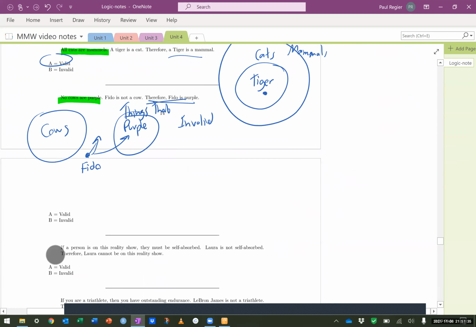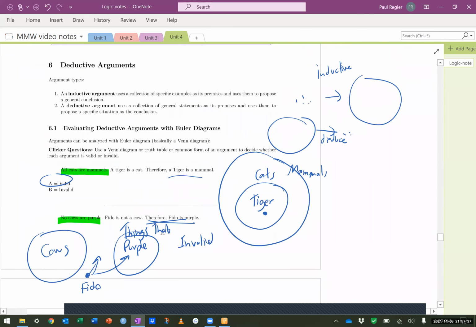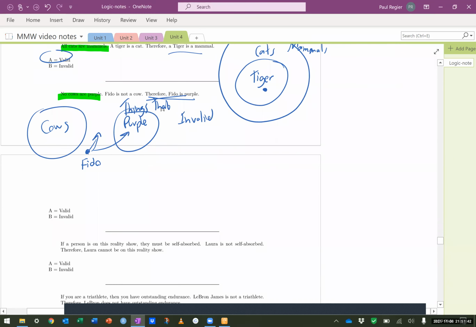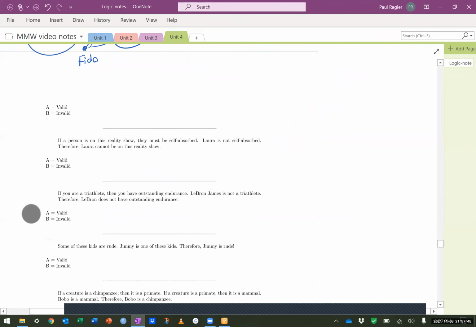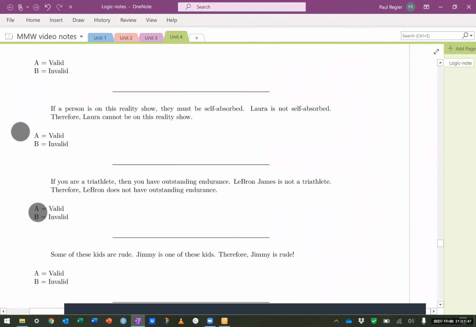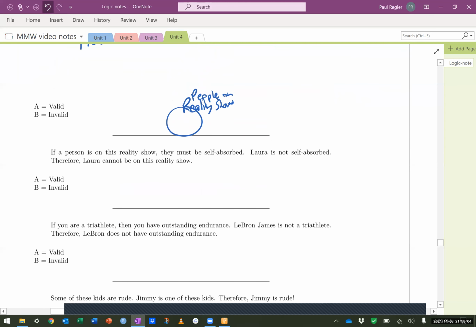So you see how we can use sets, Venn diagrams that either overlap or don't in various ways to think about this. It's like a logical tool. Here's another example. If a person is on this reality show, they must be self-absorbed. Here's the way to draw that picture. Here we got the people on the reality show. If they're on the reality show, then they must be part of the set of self-absorbed people.